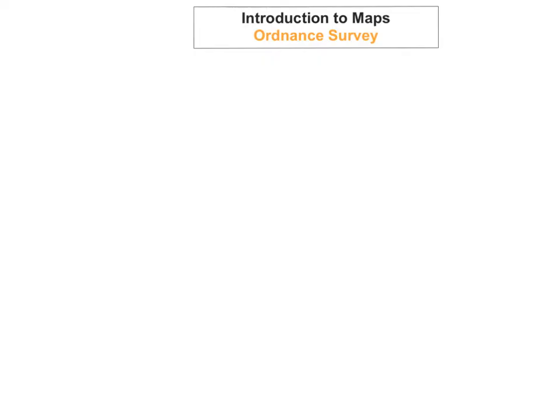So we're going to look at Ordnance Survey maps, and the first thing I want to explain is, what is a map? Well, a map represents a scaled down picture of reality. And on a map we use lots of symbols and colours to represent the real world.